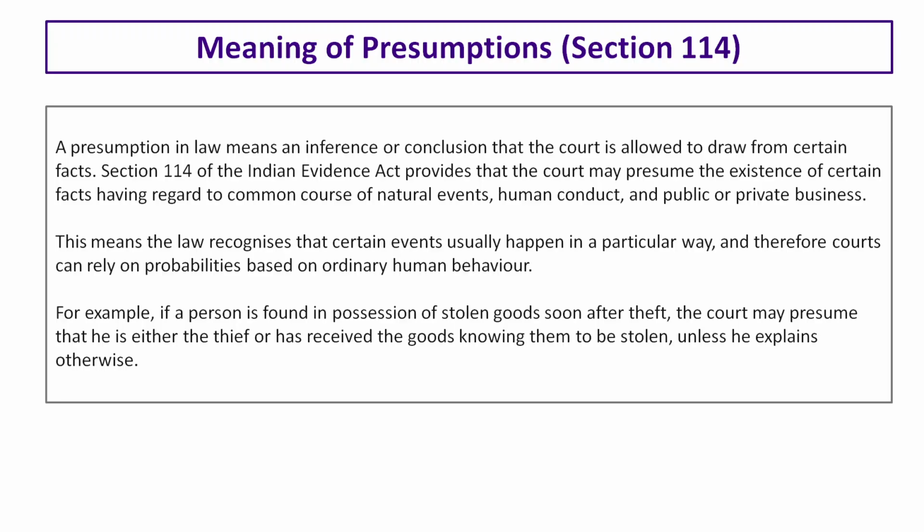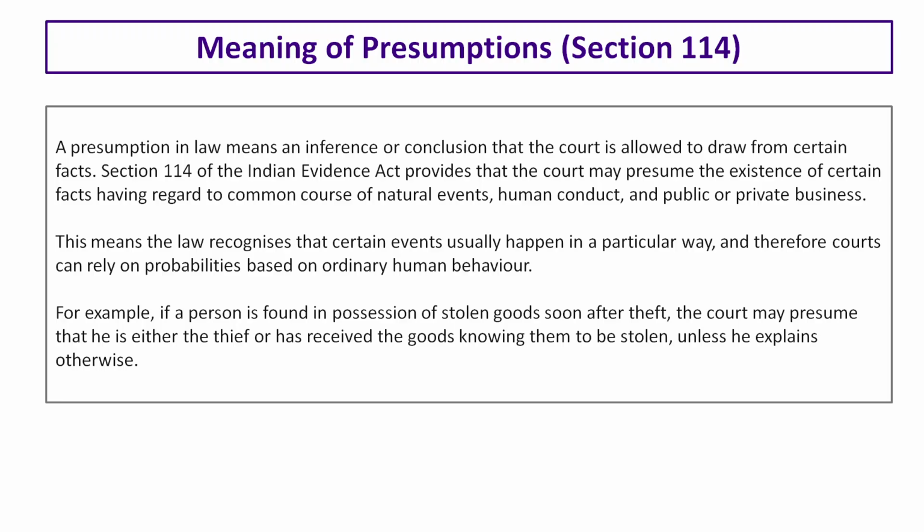Let us take a simple example. Suppose a theft happens and very soon after the theft a person is found with stolen goods. In such a situation, the court may presume that the person either committed the theft or received the goods knowing that they were stolen. This is because normally people do not suddenly get stolen property immediately after a theft without some connection to the theft.